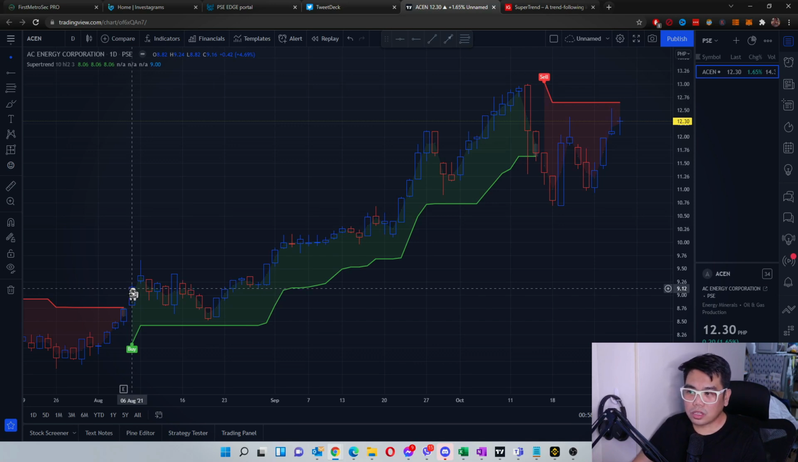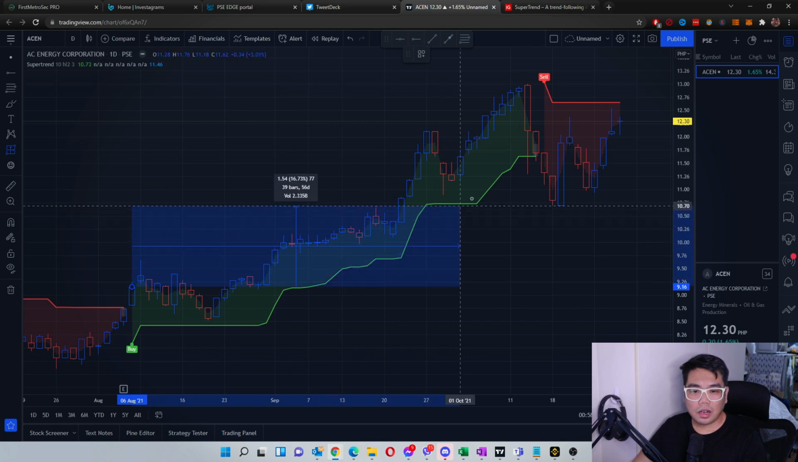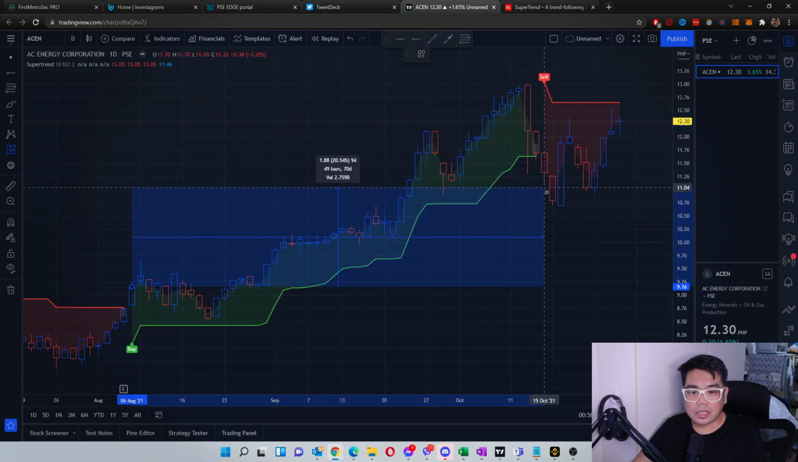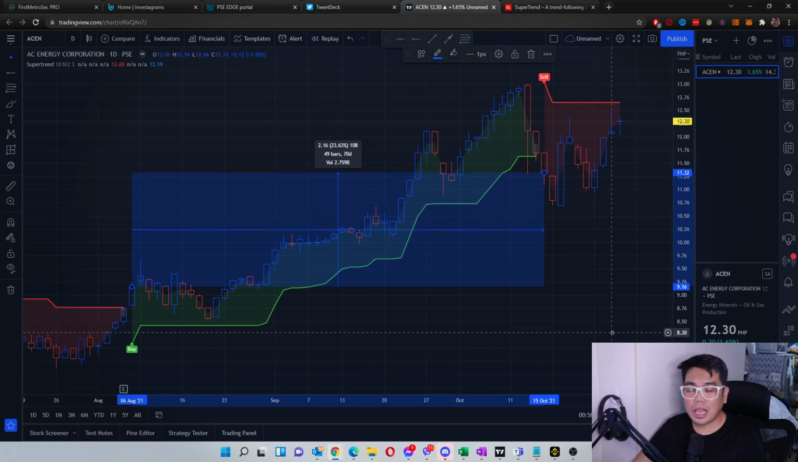So, how does this work? Syempre, you buy on this part here. So, kung lalagyan natin siya ng markings, from here up to kung kailan nagkaroon ng sell signal, which is basically here. Now, what does this tell us is that at around 70 days, pwede akong kumita ng up to 23.6%.